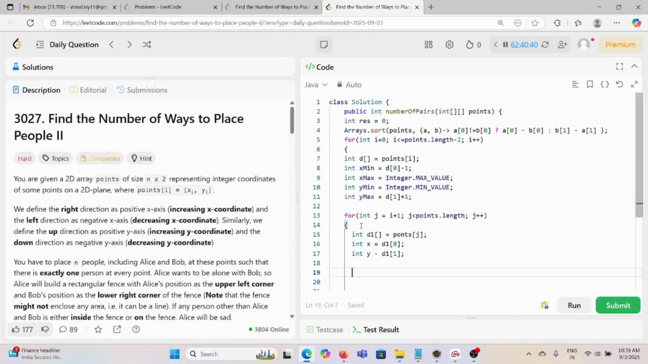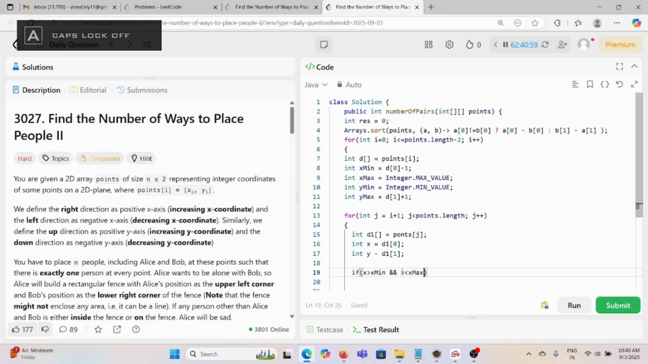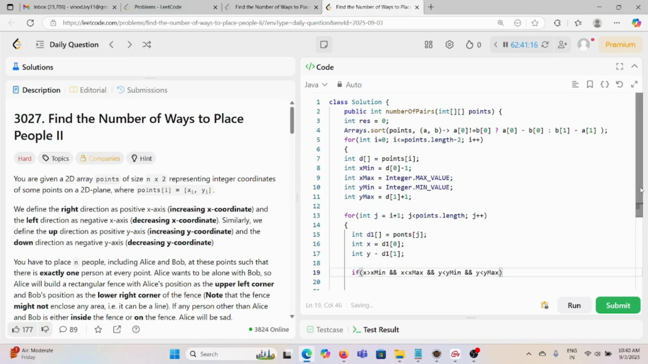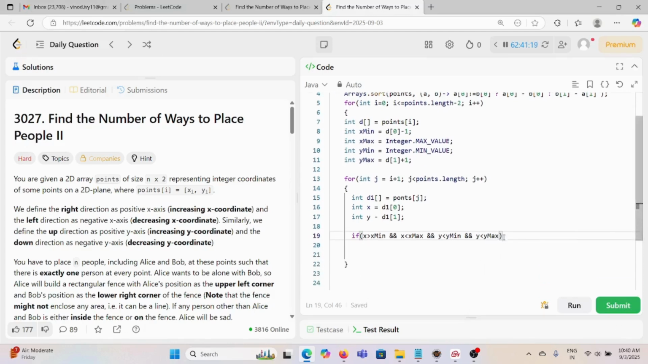Now we have to look for the boundaries. We have created x min here, so x should be greater than x min, and x should be less than x max, and y should be greater than y min, like this, and y should be less than y max. This is the condition.